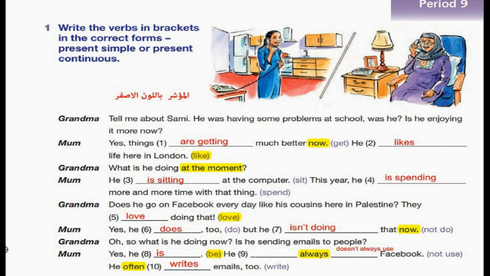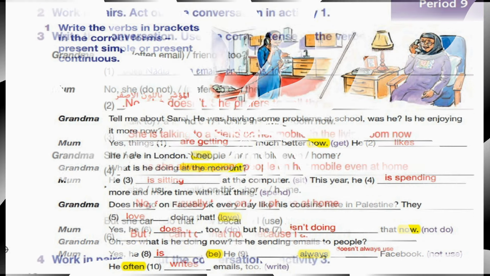Grandma: Does he go on Facebook every day like his cousins here in Palestine? They love doing that. Mum: Yes, he does too, but he isn't doing that now. Grandma: Oh, so what is he doing now? Is he sending emails to people? Mum: Yes, he is. He does not always use Facebook. He often writes emails, too.